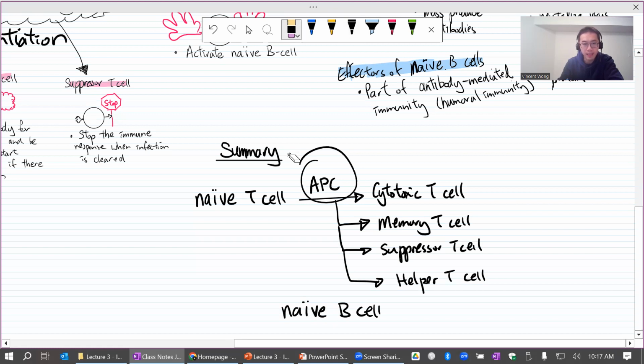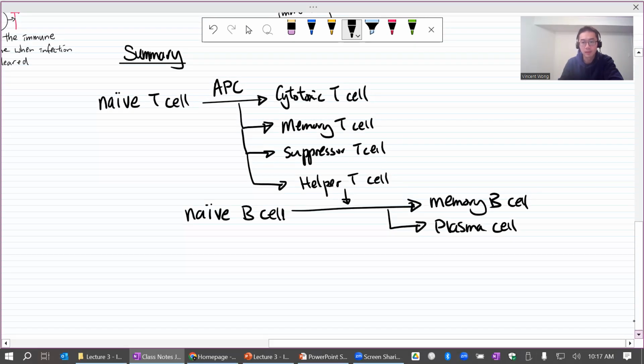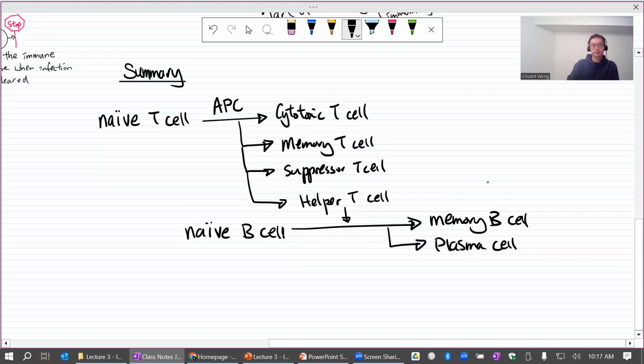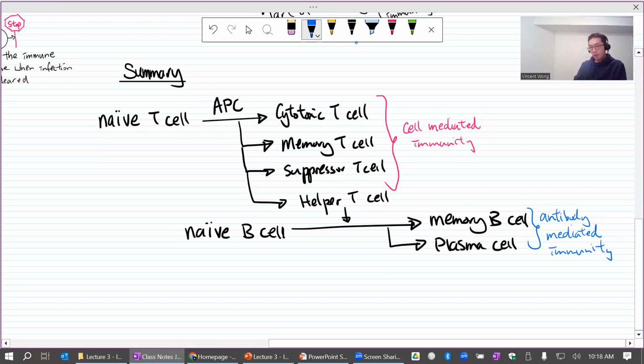Just like the APC activates the naive T cell, the naive B cell will be activated by the helper T cell, which will become memory B cell and plasma cell. Okay. That's it.